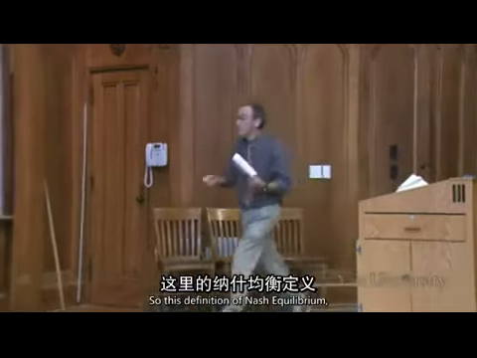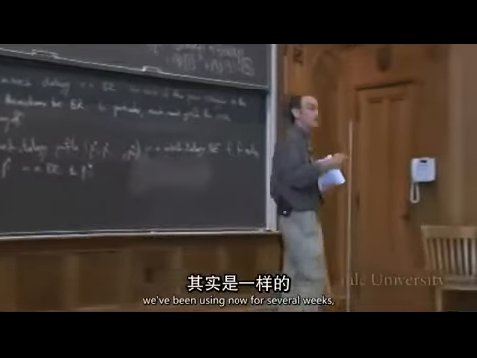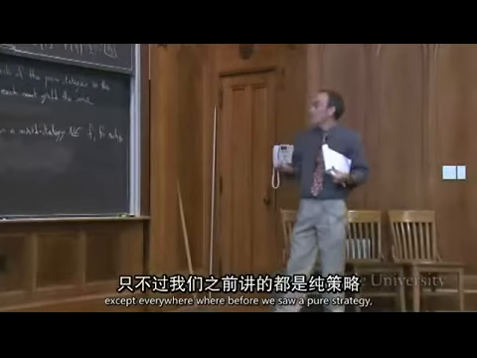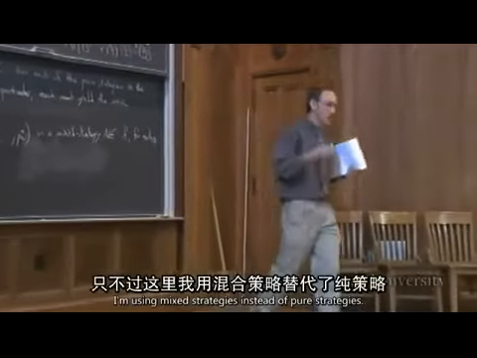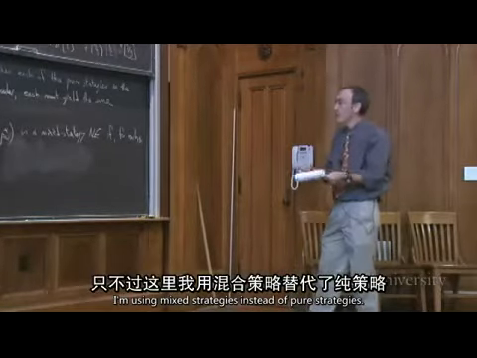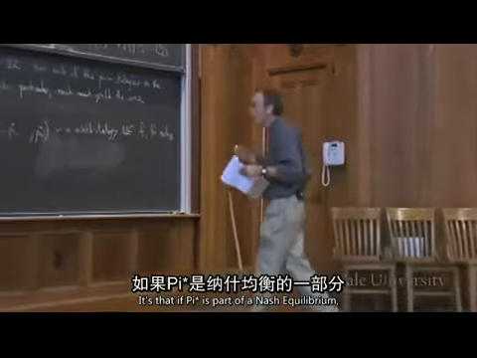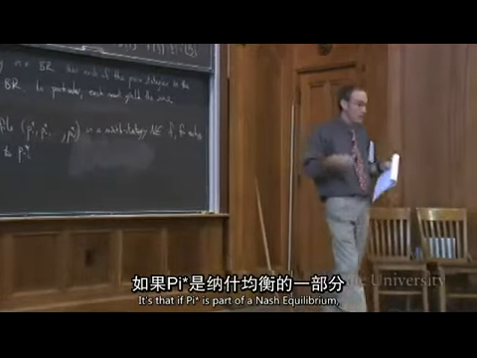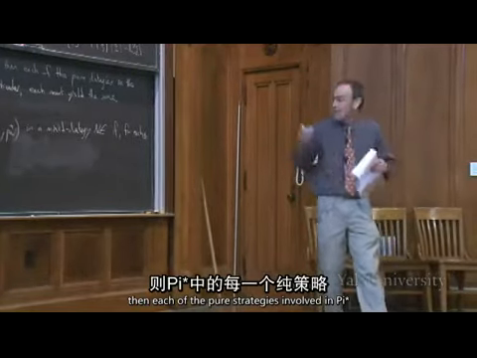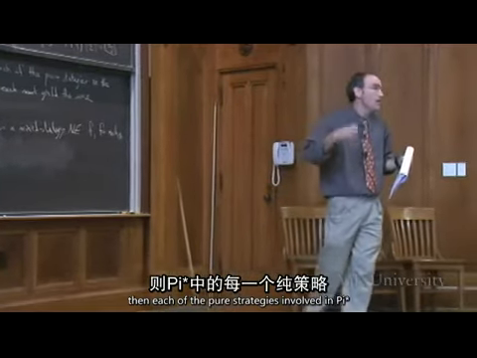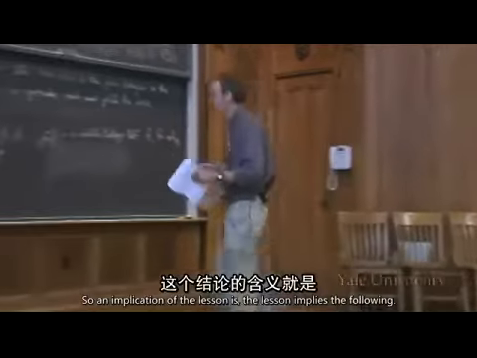So this definition of Nash equilibrium is exactly the same as the definition we've been using now for several weeks, except everywhere where before we saw a pure strategy, which was an S, I've replaced it with a P. It's the same definition, except I'm using mixed strategies instead of pure strategies. But an implication of our lesson is that if Pi star is part of a Nash equilibrium, so if Pi star is a best response to whatever everyone else is doing, P minus i star, then each of the pure strategies involved in Pi star must itself be a best response.